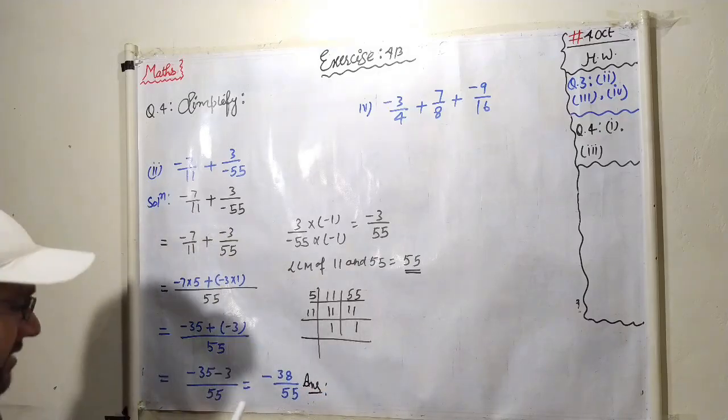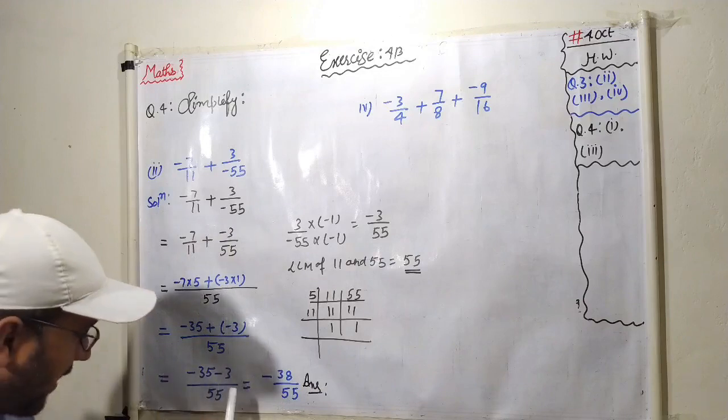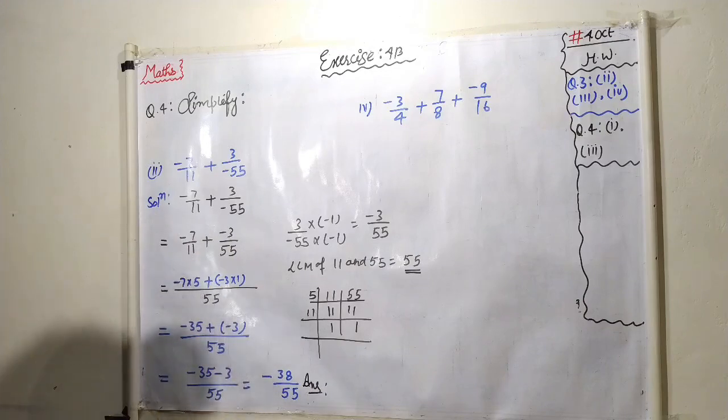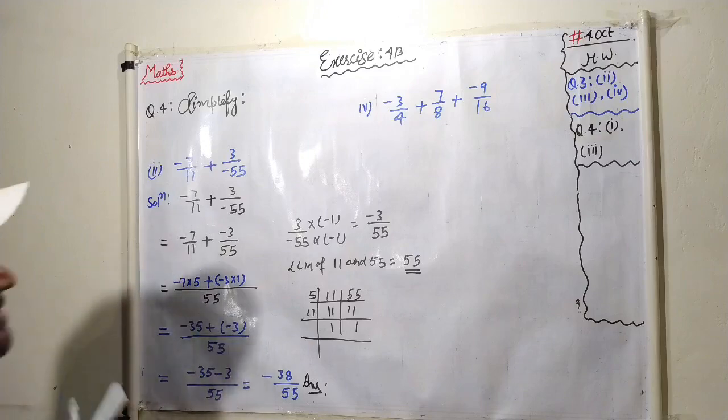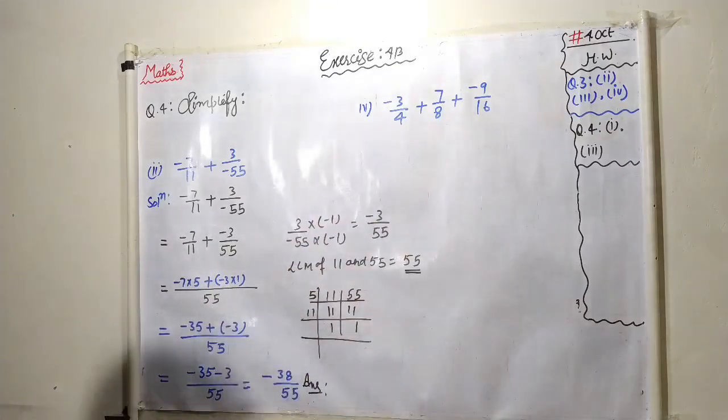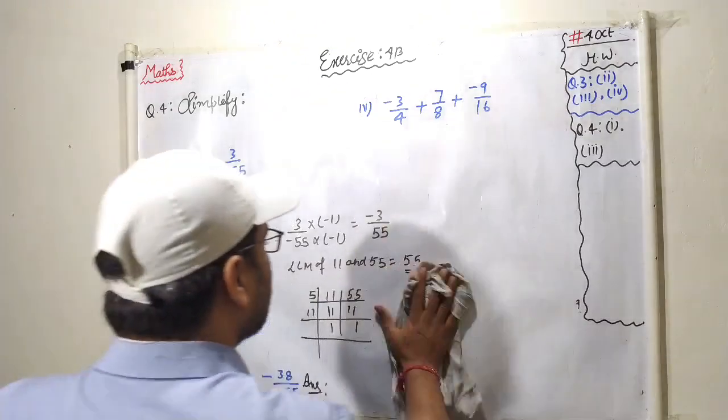Minus 35, minus 3, both are negative. Add the value and put the negative sign. Minus 38 upon 55. So I think it is very easy. Same as it is question number 4. Also, you students. Question number 4.